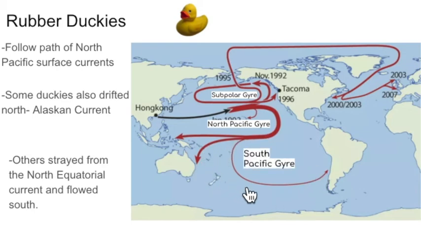As you can see, the South Pacific Gyre goes counterclockwise, whereas the North Pacific Gyre goes clockwise. Because the Coriolis effect is a main factor that creates both of these currents, and the Coriolis effect goes in opposite directions across the equator, this makes sense that these gyres are essentially mirror images of each other. So, by following the South Pacific Gyre, some of these duckies ended up landing in Australia and Chile.